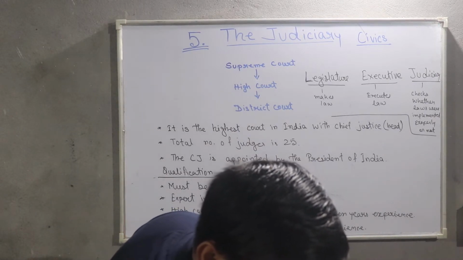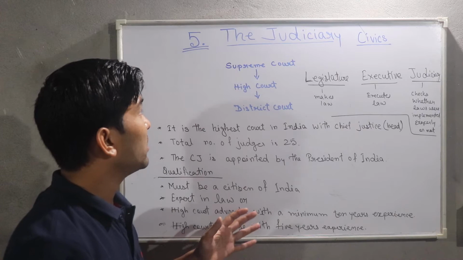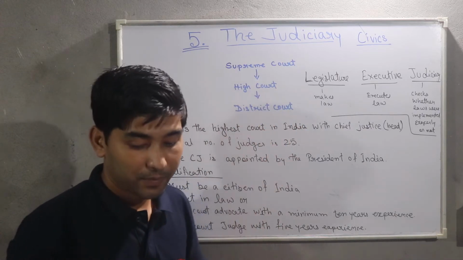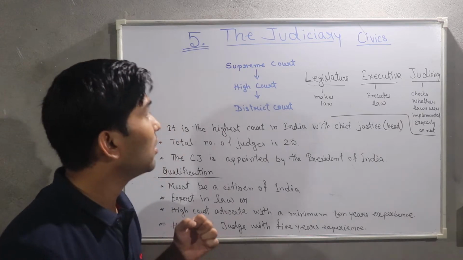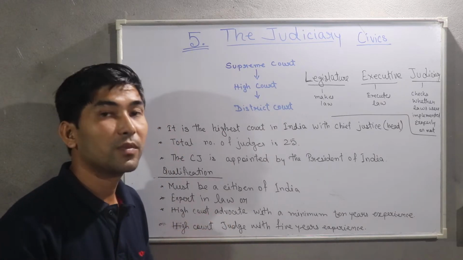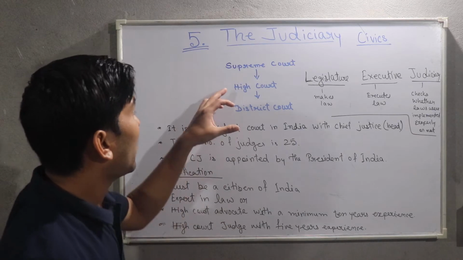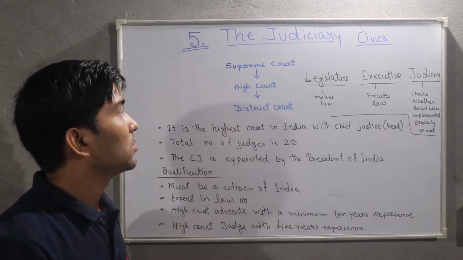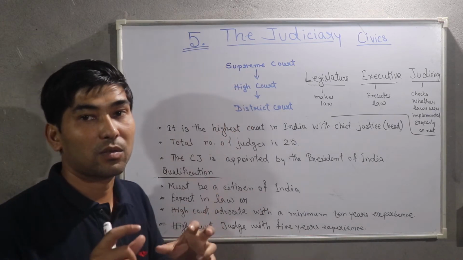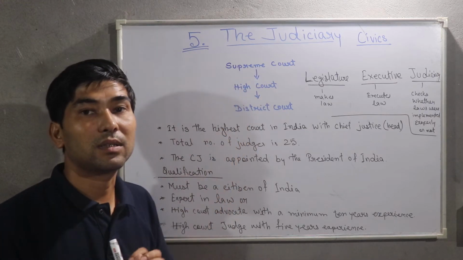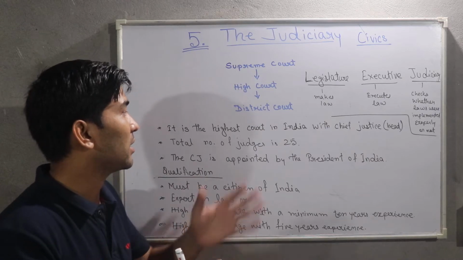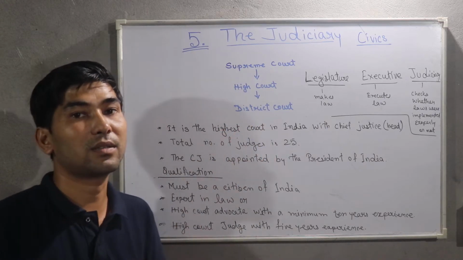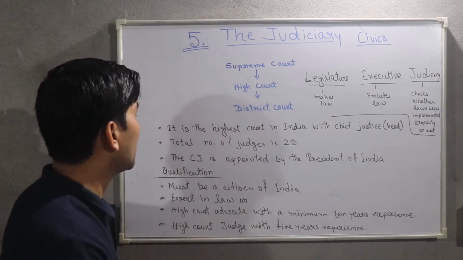So the judiciary is the body concerned with upholding the law. It upholds the law. Okay. So, Supreme Court, High Court and District Courts. The Supreme Court is the apex court of India. The High Court is the second court, that is within the states, and the District Court you will also get within the states, in the districts within the state.